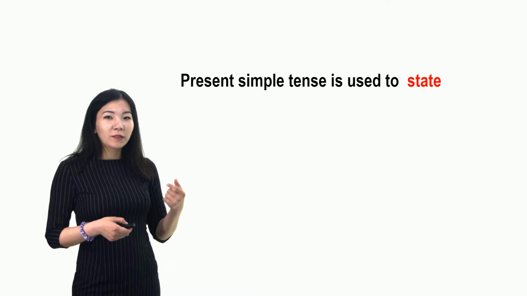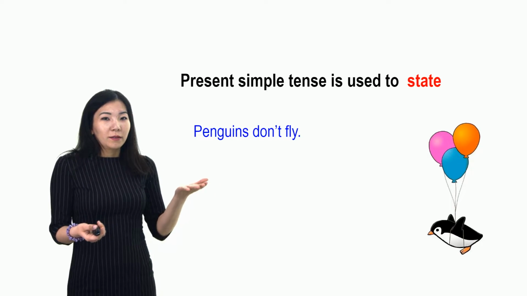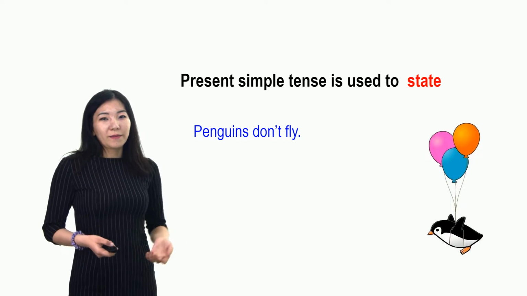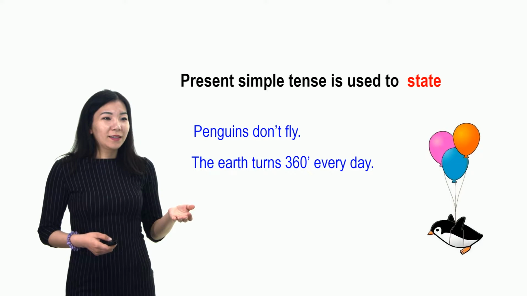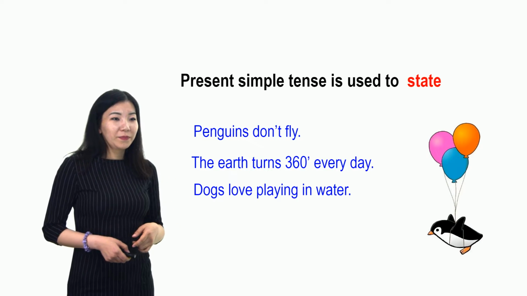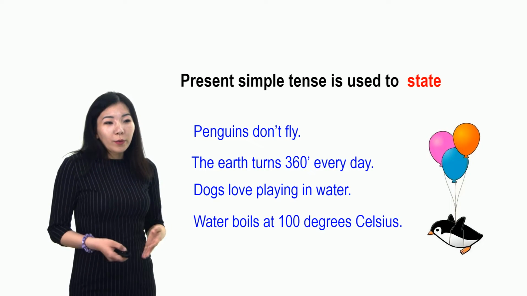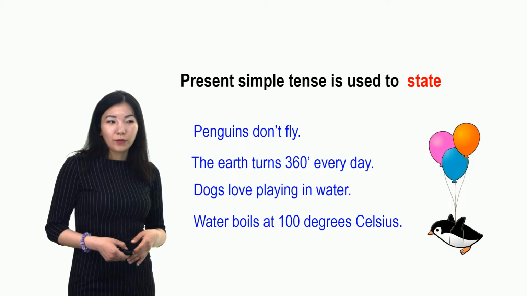Next one, present simple is also used to state facts. For example, penguins don't fly. The earth turns 360 degrees every day. Dogs love playing in water. Water boils at 100 degrees Celsius.